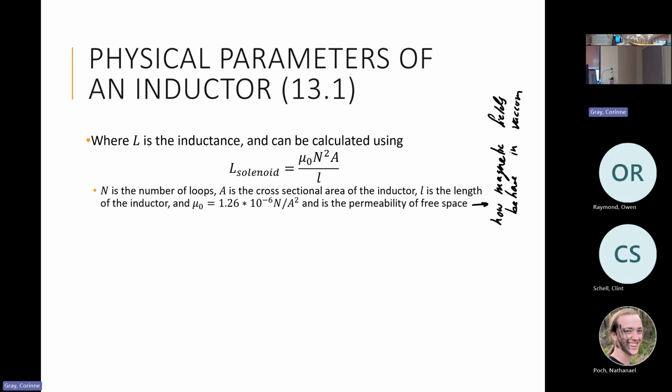Here we have n squared, where n is our number of loops. A is our cross-sectional area of our inductor. And then L is going to be the length of our inductor. So if we attempt to draw a picture here of an inductor, we have a bunch of different loops side by side. When we're talking about the length, you're talking about how long the inductor is, so how long the coil is, not how long the wire that makes the coil is.